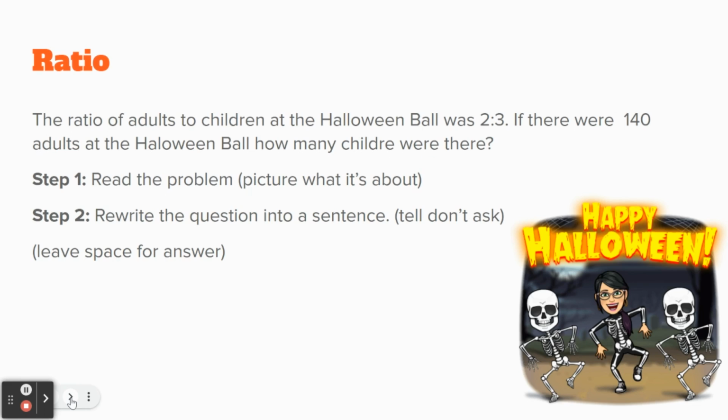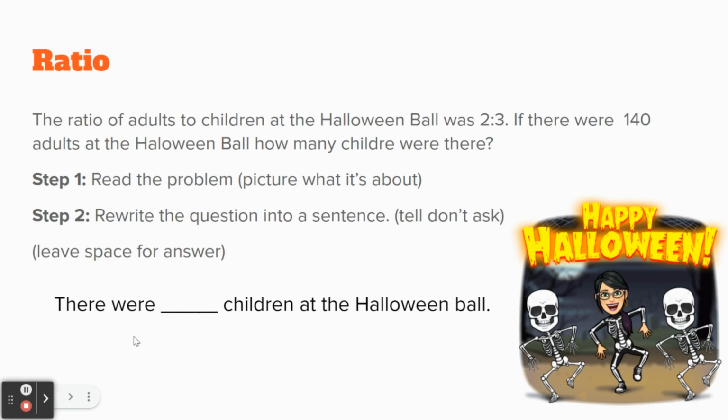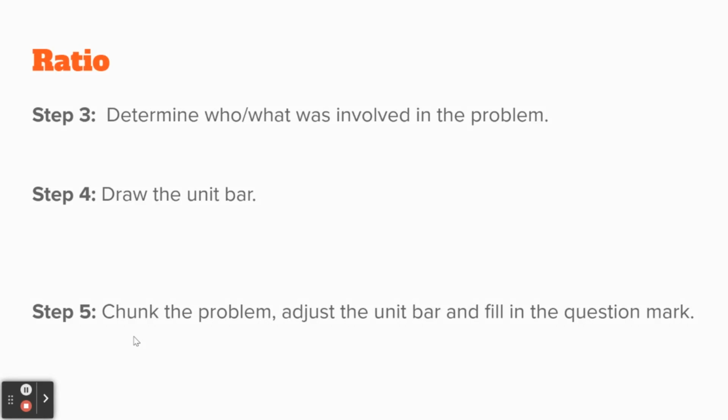All right, so let's go ahead and think about how we can rewrite the question into a sentence. There were blank children at the Halloween ball. Now we're going to determine who and what was involved. Again, this helps us determine what kind of bar model we're going to draw. So we have adults and children, and we're going to draw 2 separate bar models, one for adults and one for children.